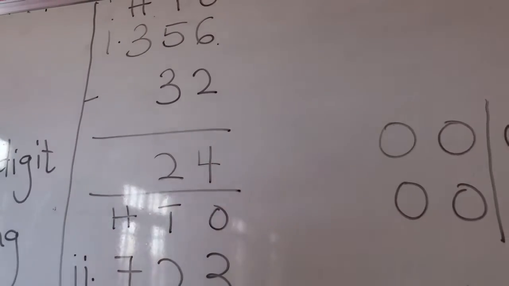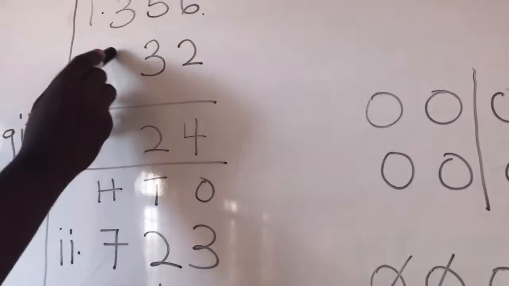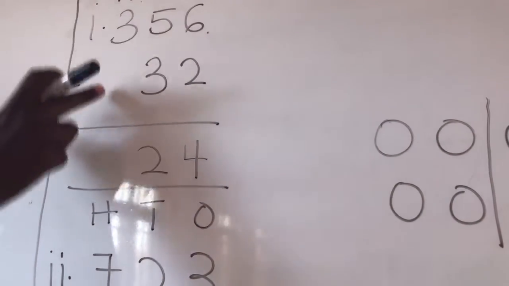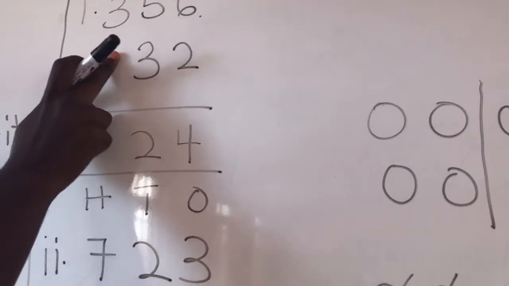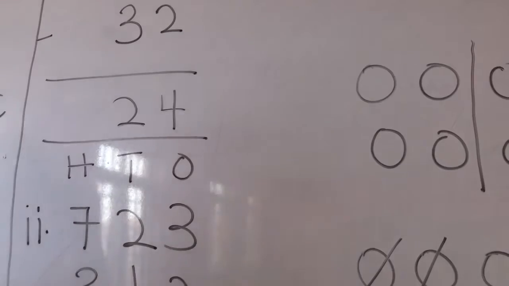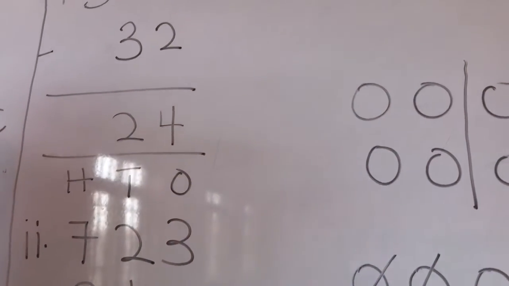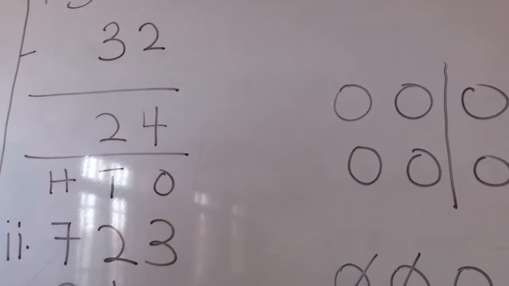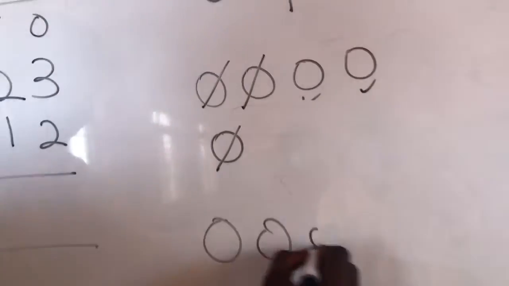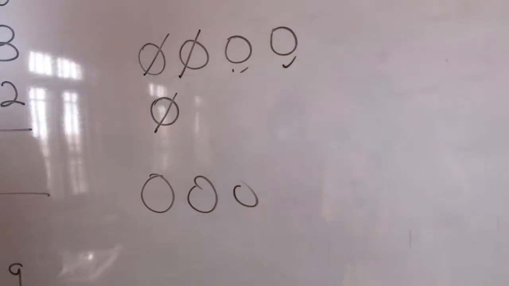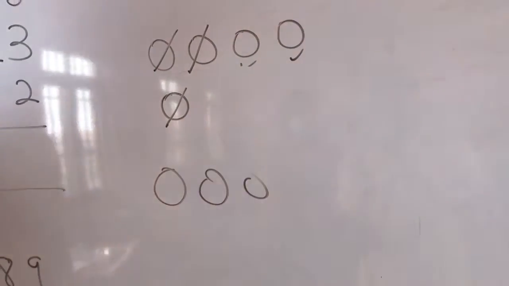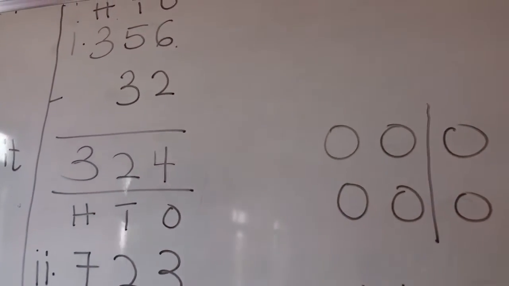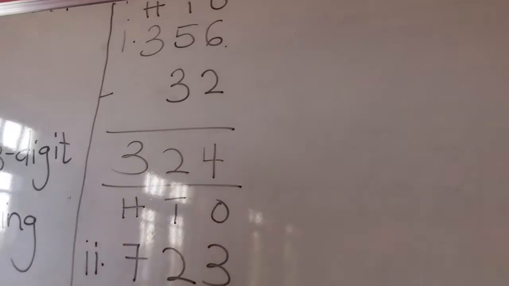So 5 minus 3 is 2. Now we have 3, but there is nothing here. What does it mean? We are simply saying 3 minus 0. You have 3 oranges, and then you took 0 out. And 0 simply means nothing. You took nothing out. So we still have 1, 2, 3. Our answer will be 324.